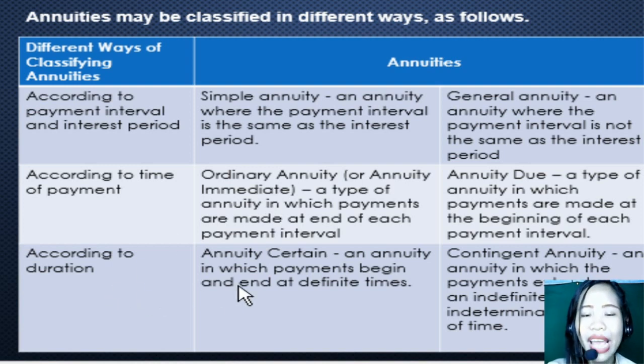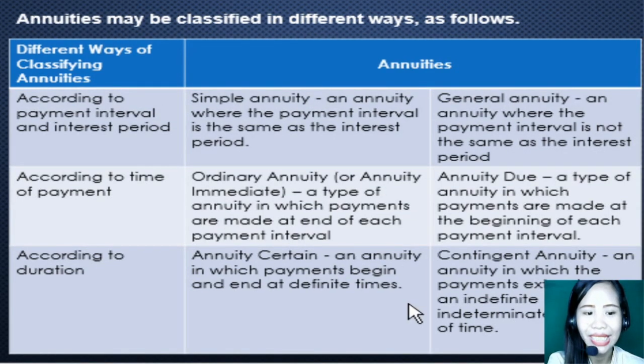It can either be annuity certain or contingent annuity. So if we say annuity certain, the payments begin and end at definite times. See, for example, you're going to pay what you borrowed after 2 years. So the time when you will pay your borrowed money is 2 years after you borrow.